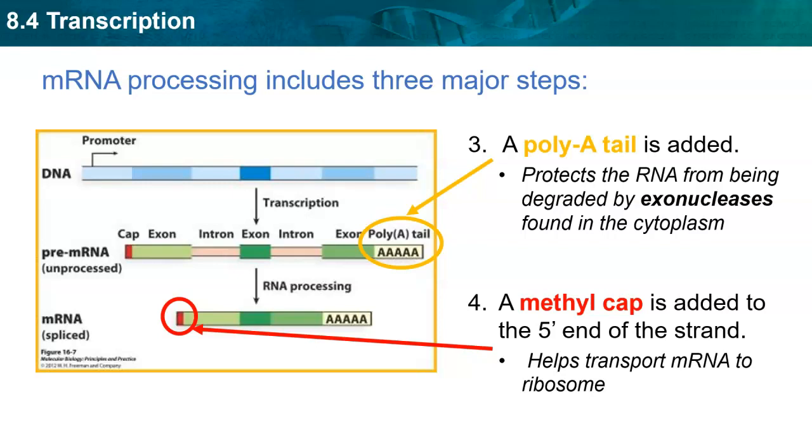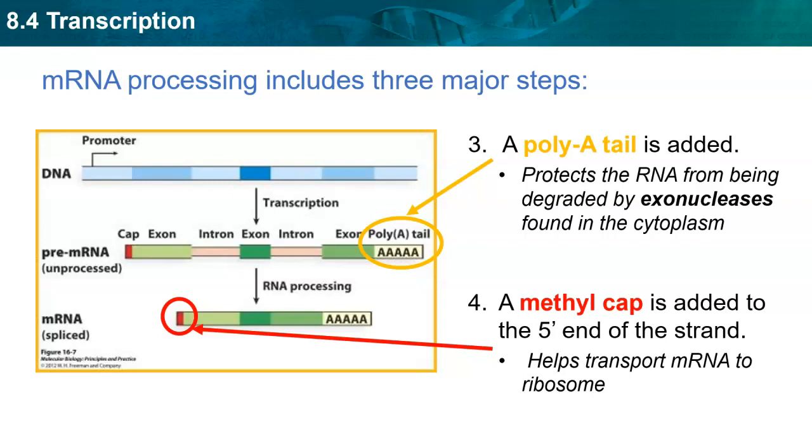And finally, the last part of mRNA processing is that methyl cap. The methyl cap is on the 5' end of the mRNA strand. The methyl cap is actually added really early on in the process. It's not necessarily the last thing to be added, it's just the last thing that we are talking about in our list today. And the methyl cap, its purpose is to help the mRNA get where it needs to go. It helps transport the mRNA out of the nucleus and to the ribosome where it will be used to make a protein.